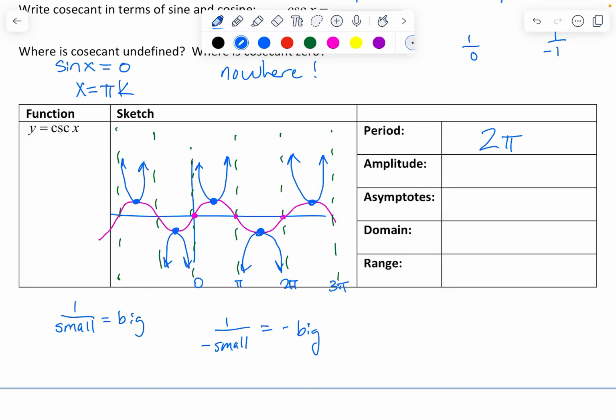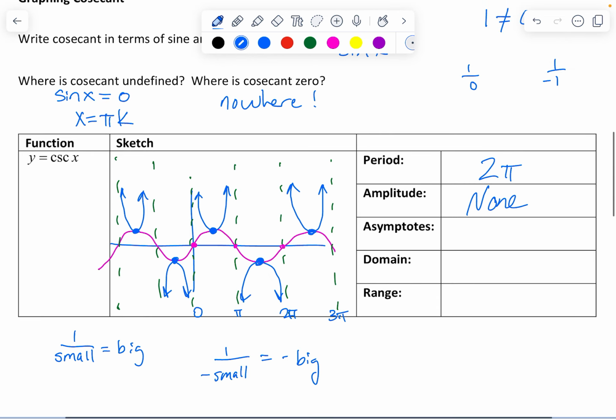And now we are about to discover the only trig functions that have amplitude are sine and cosine. So you're going to tell me none when I ask for amplitude on cosecant. The asymptotes, well, where did they happen? They happened where we were undefined, over here. So the asymptotes are when x is equal to pi k. And technically, we should write down this k every time. I'm going to say write it once on your paper and we'll be good.